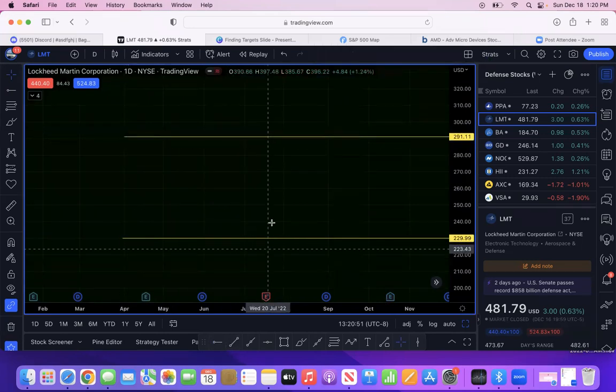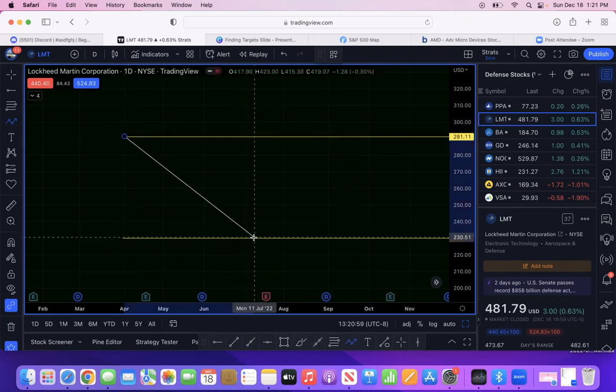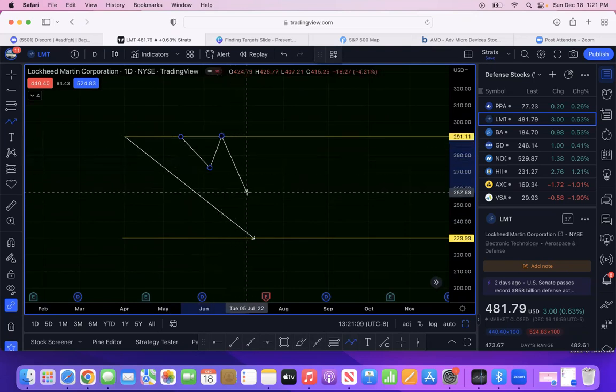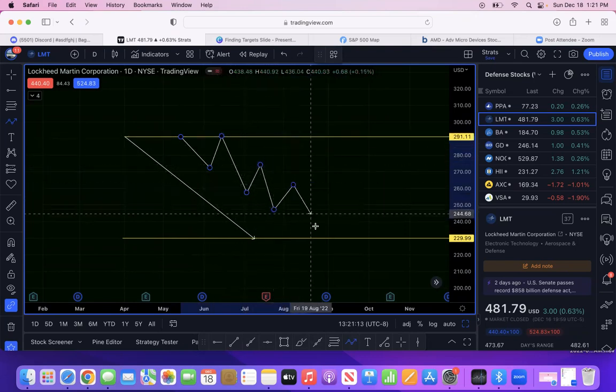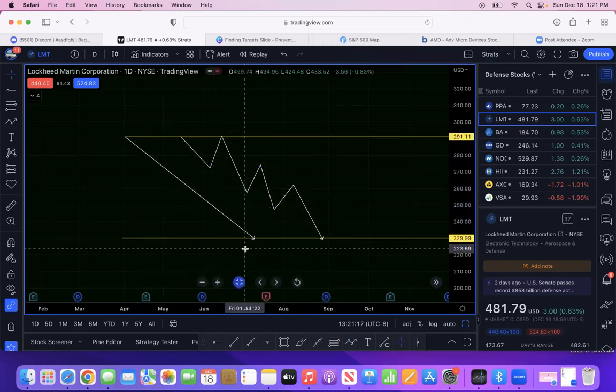Same lines, 229, 291. Price action is not going to go from 291 straight down to 229, right? It's not going to do that. Price action is going to do this. It's going to go down. It's going to come back up. It's going to go back down. It's going to come back up. It's going to go down, right? Price action moves like this. Never moves in a straight line, right?